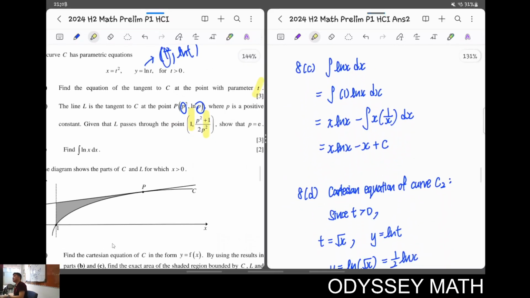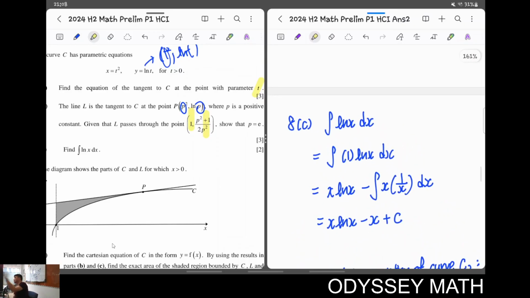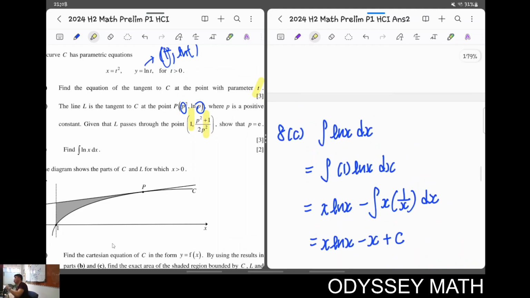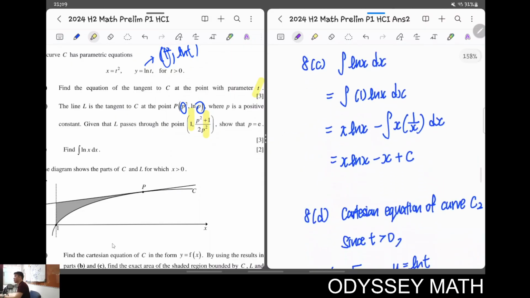Okay, part C. Find the integral of ln x dx. The answer key did not write it my way, but I purposely put the 1 in front of the ln x. So what happens here is LIATE: u is ln x, this is v. So keep u, integrate v. Integrating 1 is x, understand or not? Minus the integral of differentiate u, integrate v dx. Then this is just the integral of 1 dx, so minus x, then plus c. Any question? So that will be 8c.